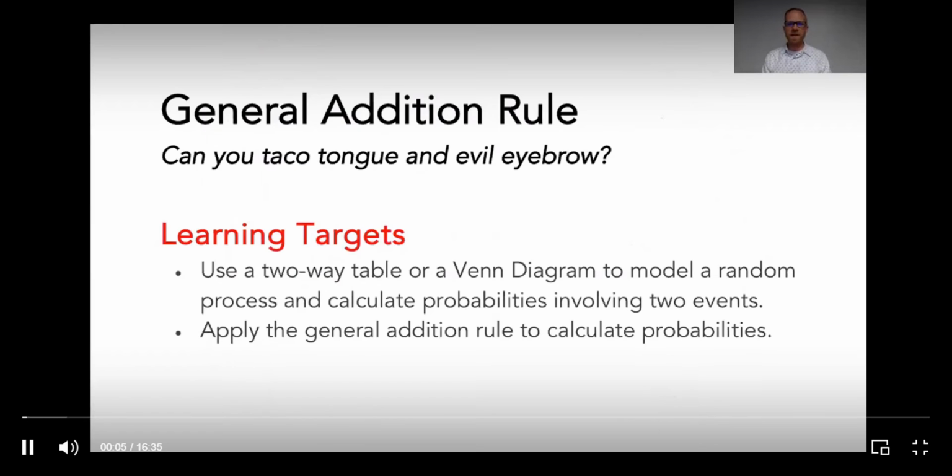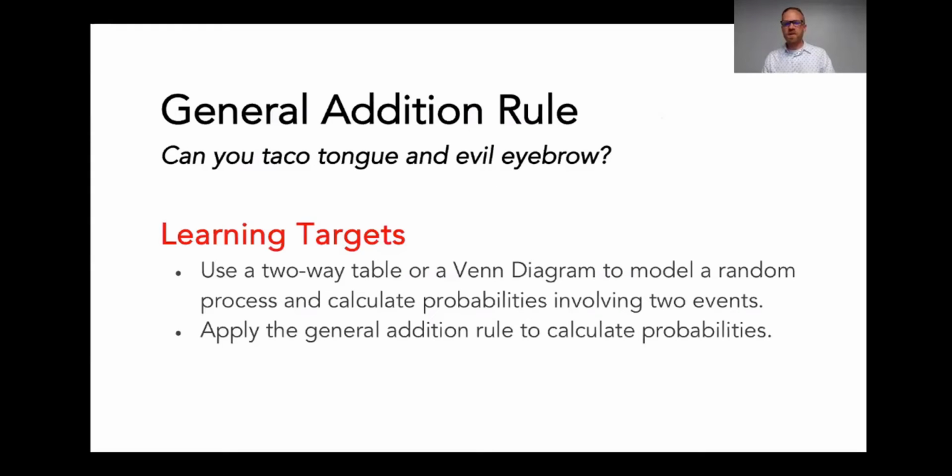With the Stats Medic, and in this video we're going to talk about the general addition rule, and we're going to do that using the activity Can You Taco Tongue and Evil Eyebrow. So we have two learning targets that we'd like to address in this lesson. The first one is to use a two-way table or a Venn diagram to model a random process and then be able to calculate probabilities involving two events. And then the second learning target is to get at what's called the general addition rule in order to calculate probabilities. So let's take a look at the activity.